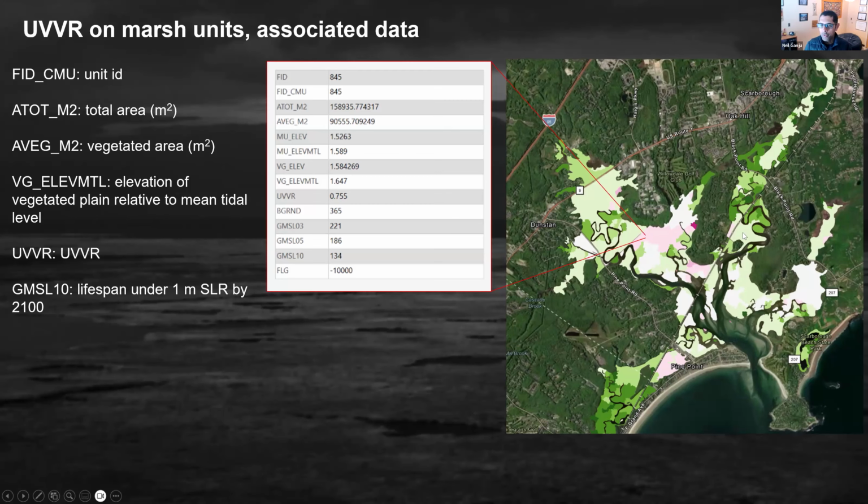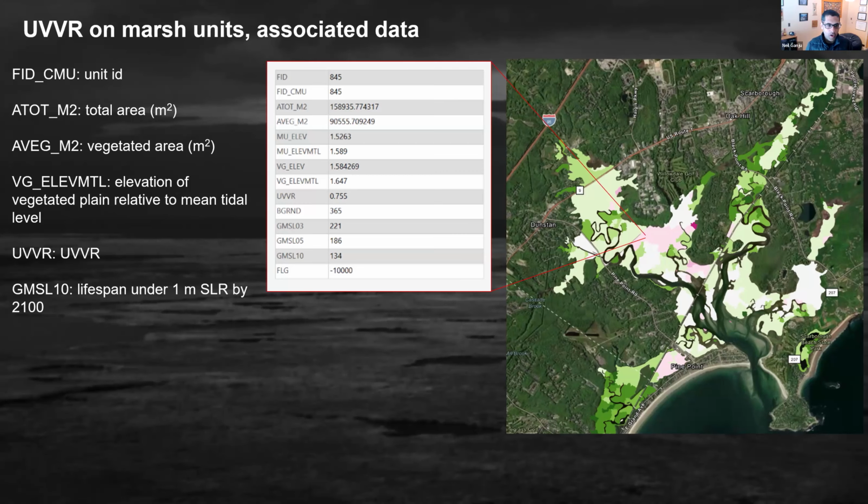So here's a map of this marsh. You can click on this marsh unit in ArcGIS or on our online viewer, and you get the relevant metrics. You get the distinct ID of that marsh unit, its total area, its vegetated area, and the elevation metrics, amongst which is the elevation of the vegetated part of the plain only. You can get the whole unit too, but this is just the vegetated part, which is useful for doing the lifespan, relative to the mean tide level using the VDatum model.